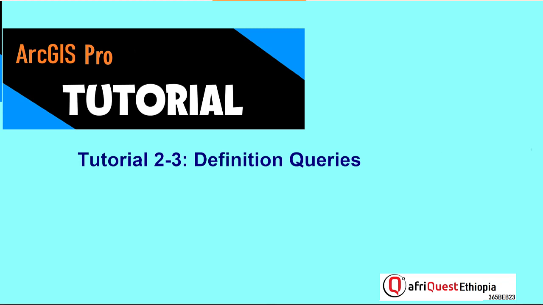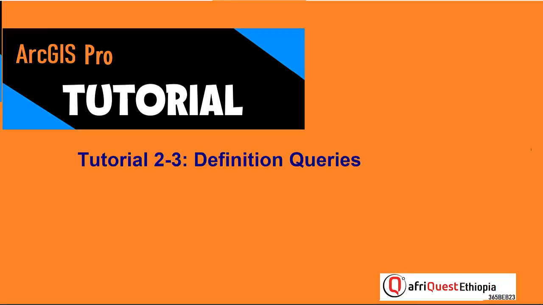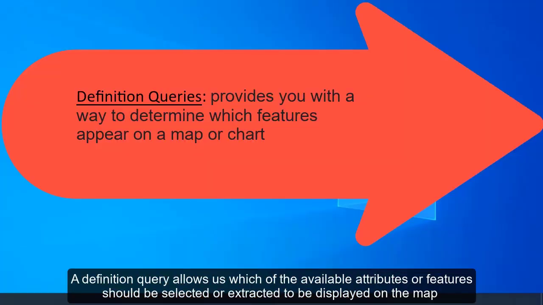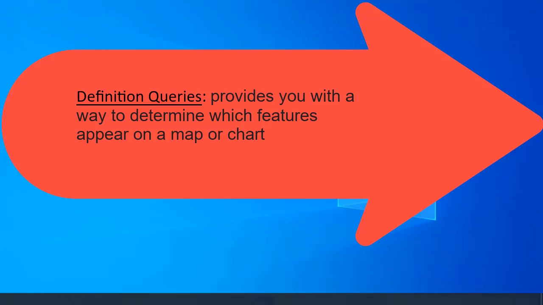The topic for today's tutorial is definition queries. Definition queries allow us to choose which of the available features or attributes should be selected and extracted to be displayed on the map. Or in other words, it is a way of determining which features from the attribute data need to be extracted so that we can view them on our map or screen.